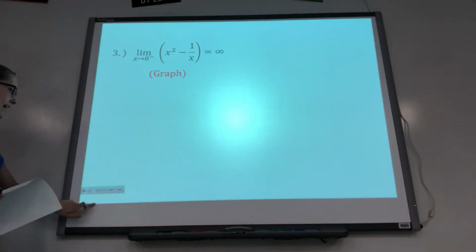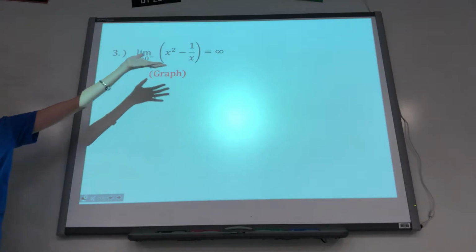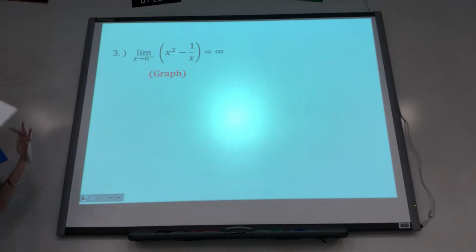Now, if the minus had not been there, if it was just as x approaches 0, I'd have to say does not exist, because from the right, it was going down to negative infinity. From the left, it was going up. They have to agree if you're coming in from both sides.